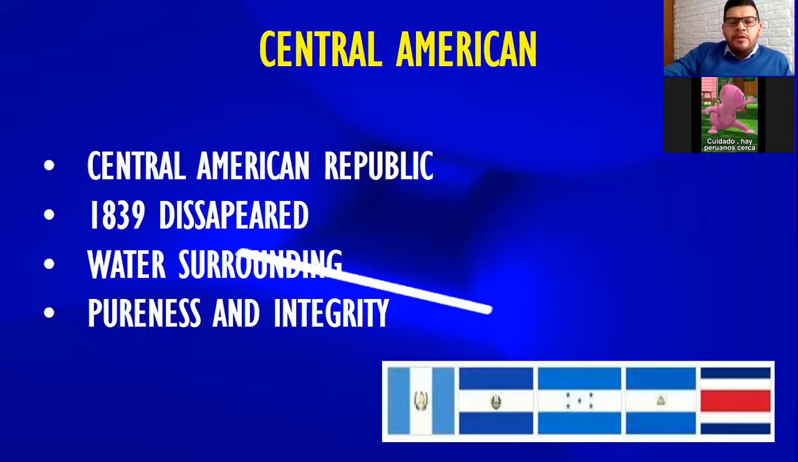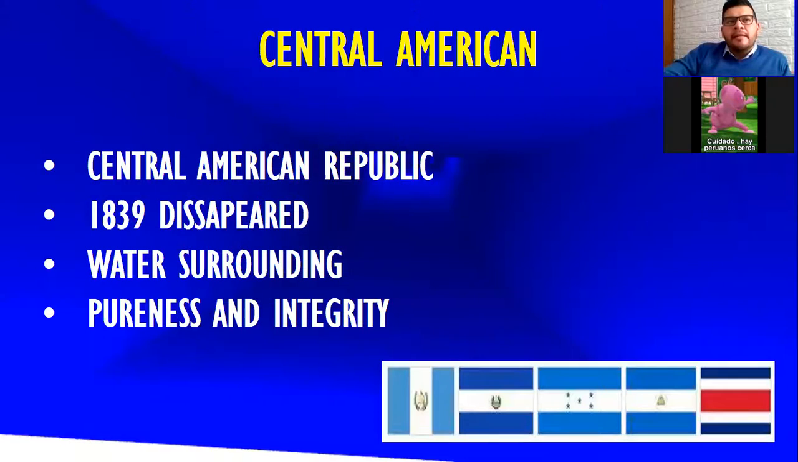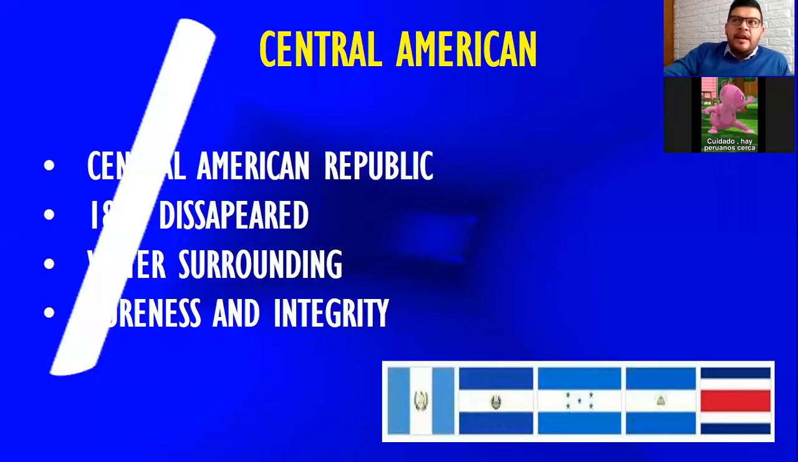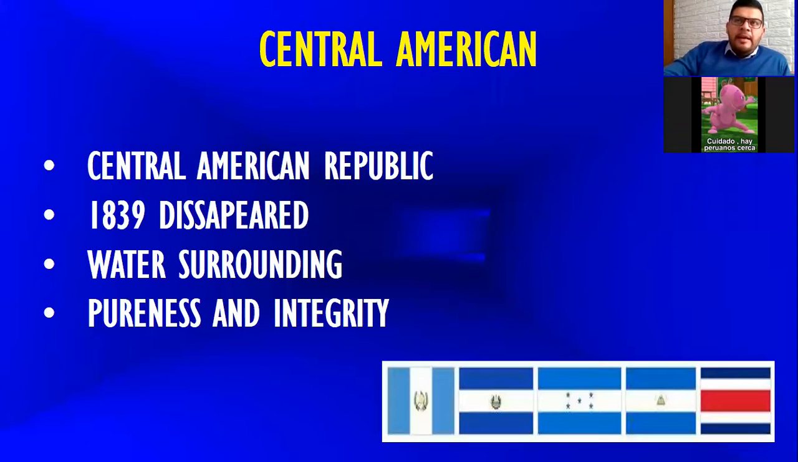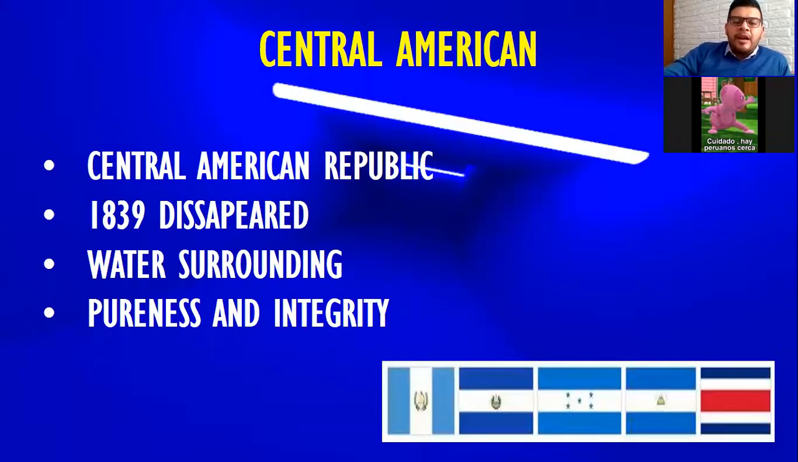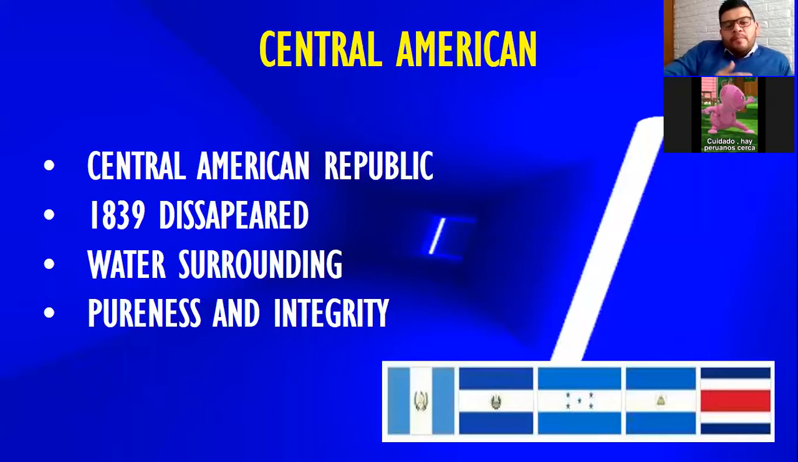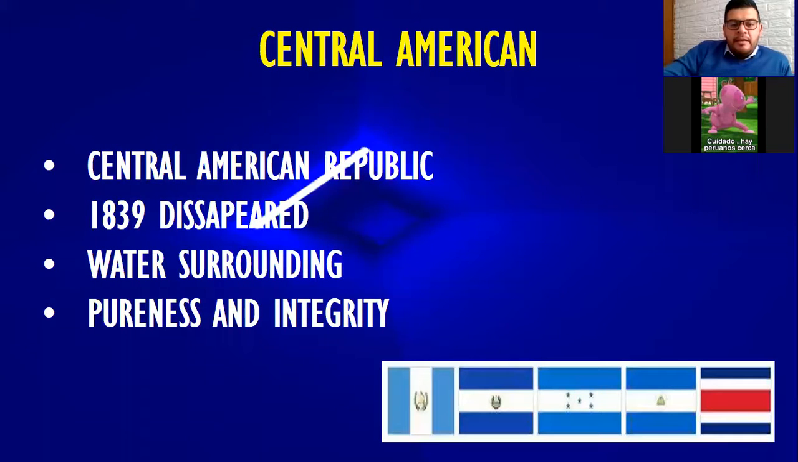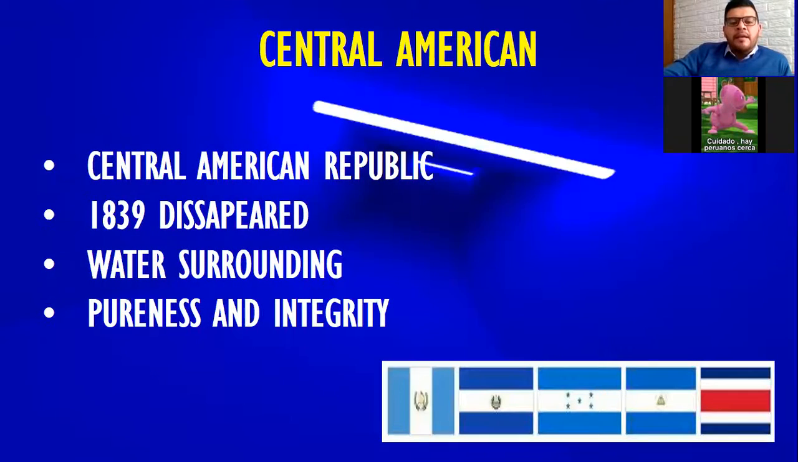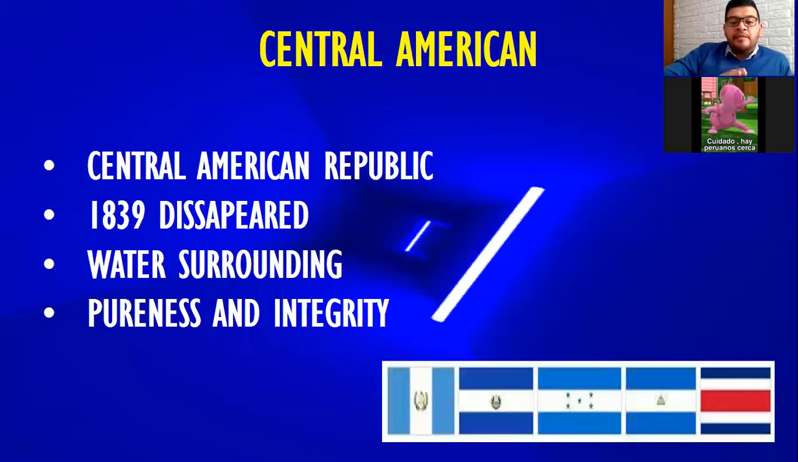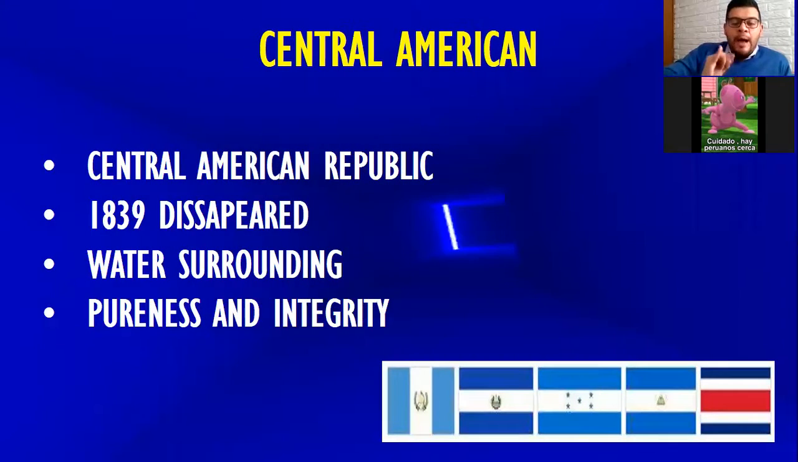Yeah, it's because long time ago, back in the 19th century, when the American countries started to get their independence, there was a country named Central American Republic. But for different reasons, they separated into four countries that now we know as Guatemala, El Salvador, Honduras, and Nicaragua. In the year 1839, they disappeared, and the original Central American Republic flag had blue and white colors.